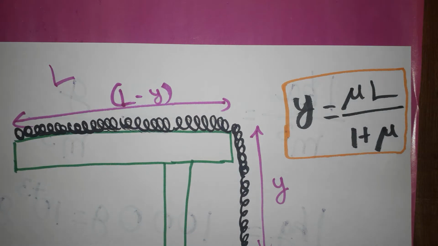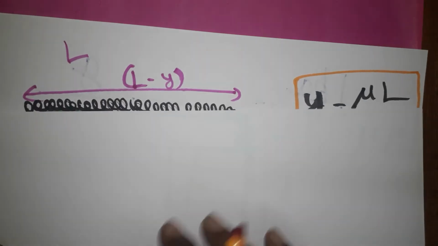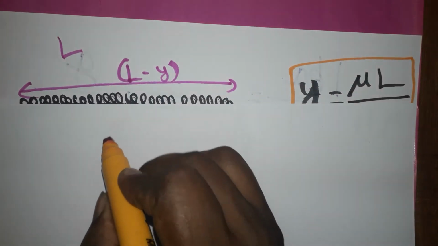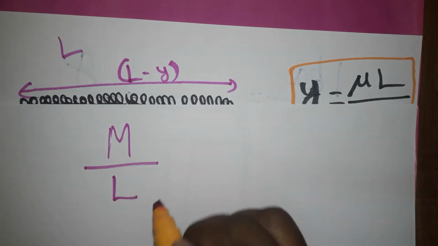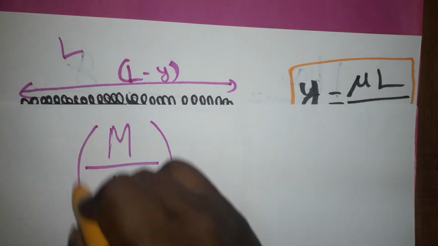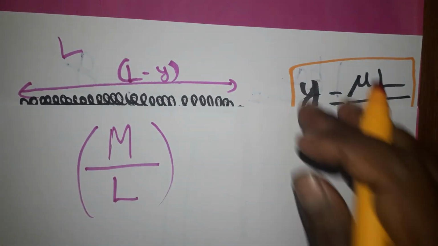Now what is going to happen, I am going to take the mass per unit length. Usually mass will be m only, but now we take the mass per unit length, m by L. This is the total mass per unit length of the chain.